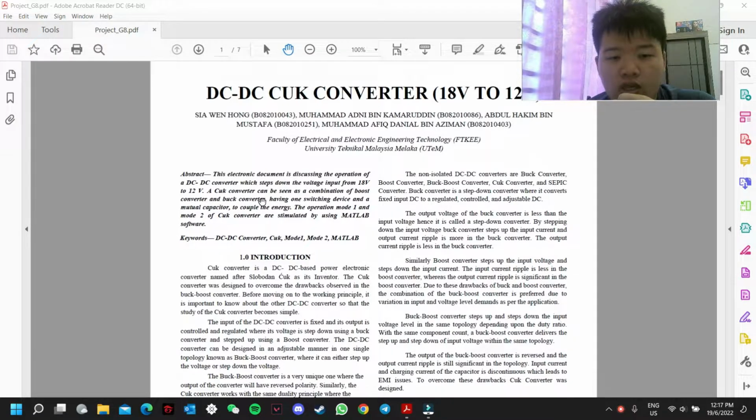A choke converter can be seen as a combination of a boost converter and a buck converter, and it has a switching device, which is the MOSFET we are using in this assignment, and a mutual capacitor to couple the energy. The operation mode 1 and mode 2 of the choke converter are simulated using the MATLAB software. The keywords are DC-DC converter, choke, mode 1, mode 2, and MATLAB.